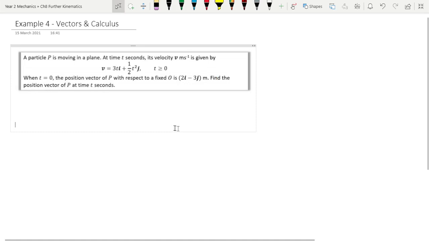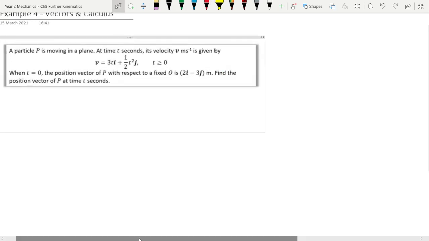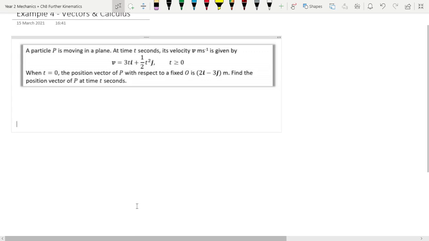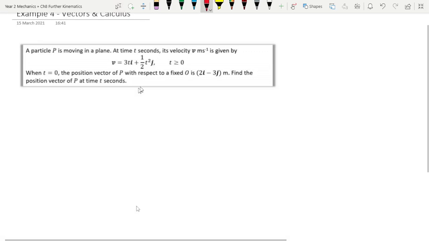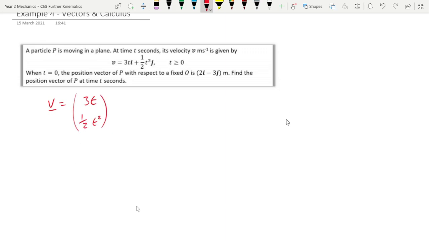So here's another example. Particle P is moving in a plane. At time t, the velocity is given by this expression here. So I'm just going to rewrite this. The velocity is given by 3t i and then half t squared j. When t is 0, the position vector of P is 2 minus 3. So that's basically saying the initial position. Okay, so when t equals 0, the initial position is 2 minus 3. Okay. Find the position vector at time t.